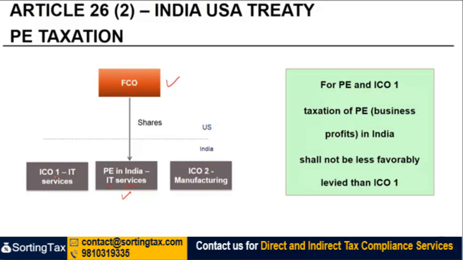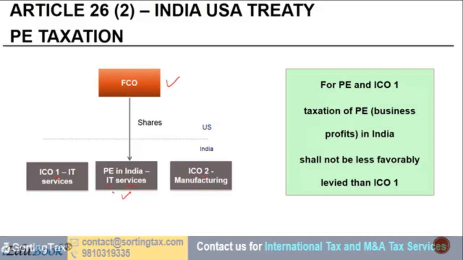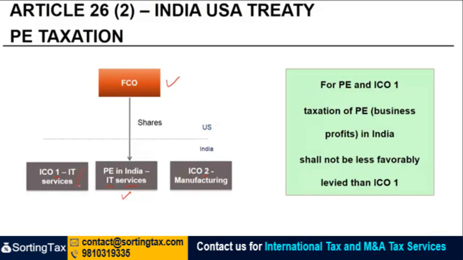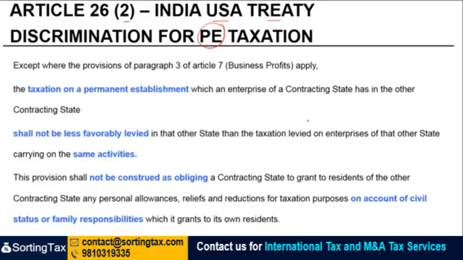And there are two Indian companies, ICO1 and ICO2. While ICO1 is also into IT services, which are the same as the PE, ICO2 is into manufacturing activities, right? Now let's understand this.